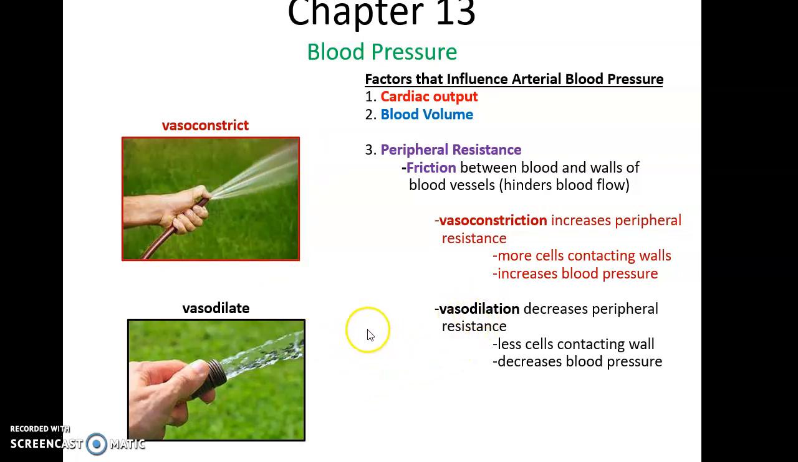And then vasodilation is decreased peripheral resistance because the arteries are increasing the size of their lumen. They're getting wider because the muscle tissue has relaxed. And so fewer cells are contacting the wall, and this will decrease blood pressure. So remove your thumb from the opening to the hose, and the blood, or water in this case, will come out slower.